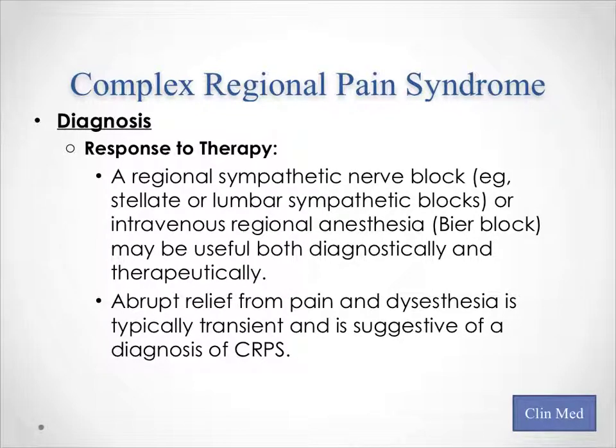A response to therapy is generally considered to be a very helpful diagnostic tool when determining if your patient has complex regional pain syndrome. Typically, a regional sympathetic nerve block or some type of anesthesia is applied to the affected area. This tends to be transient, but if the patient does have a positive response following that, such as a reduction in pain or changes in the altered sensation, this helps to point towards a positive diagnosis of complex regional pain syndrome.